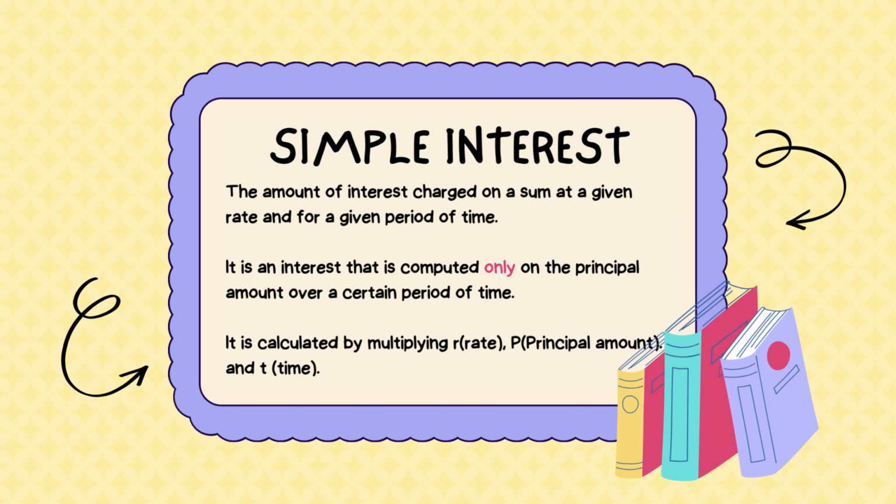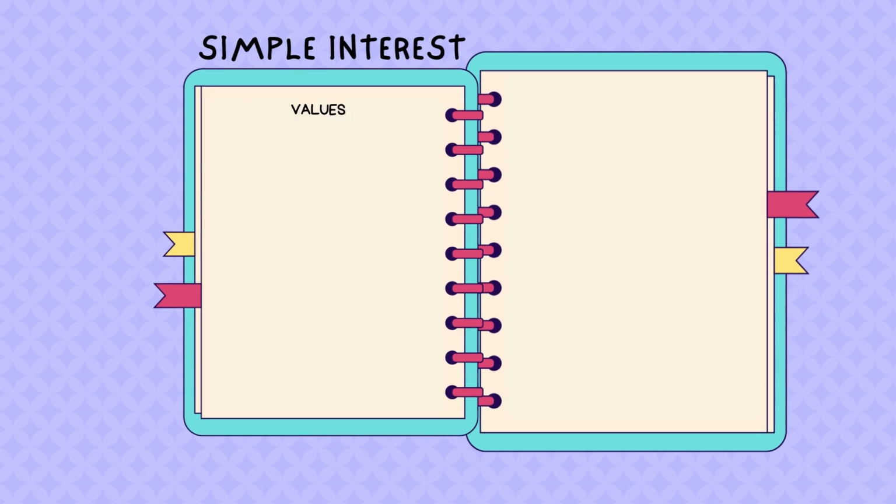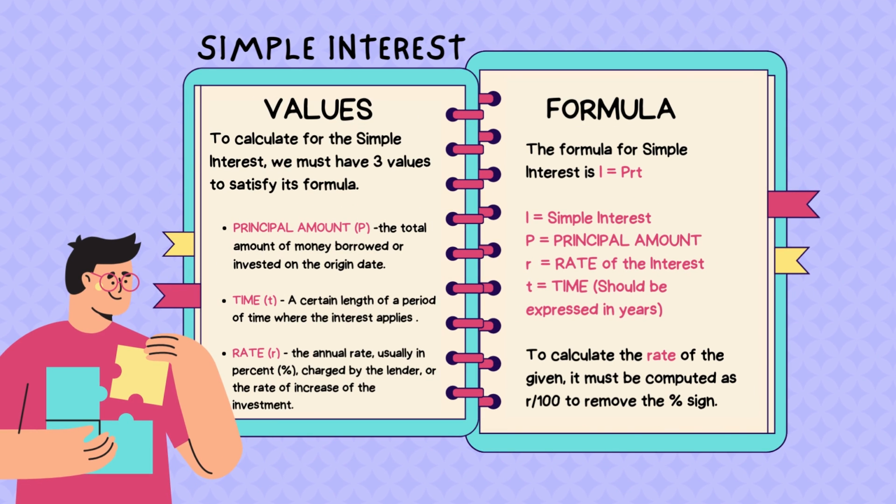Simple interest is the amount of interest charged on a sum at a given rate and for a given period of time. It is an interest that is computed only on the principal amount over a certain period of time. It is calculated by multiplying the rate, principal amount, and the time. To calculate the simple interest, we must have three values to satisfy its formula.